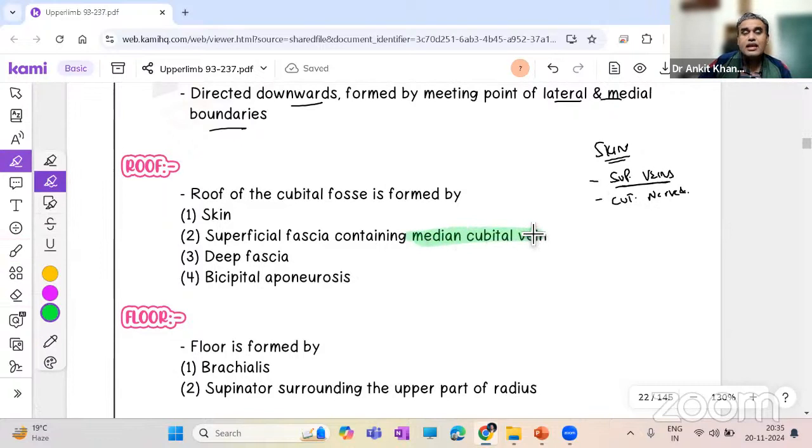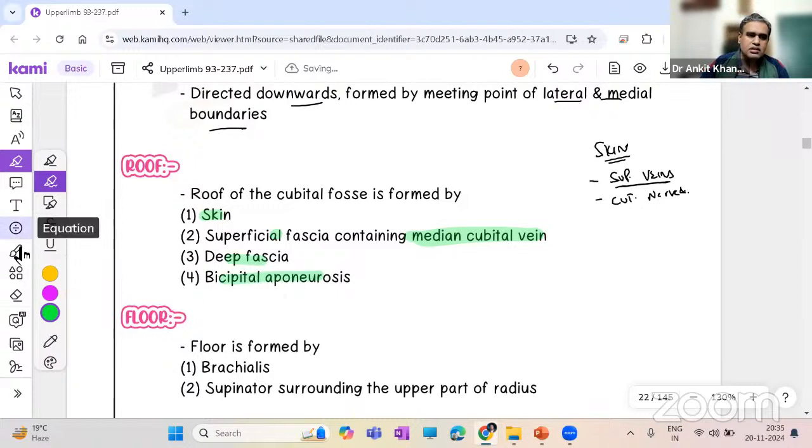We have discussed in detail that it is the most commonly used vein for IV access, intravenous access. So the roof will have skin, superficial fascia, and the superficial veins. Here you don't have the basilic or the brachial vein. The brachial vein is a deeper vein. You will have superficial veins only. Then you have deep fascia and the bicipital aponeurosis.